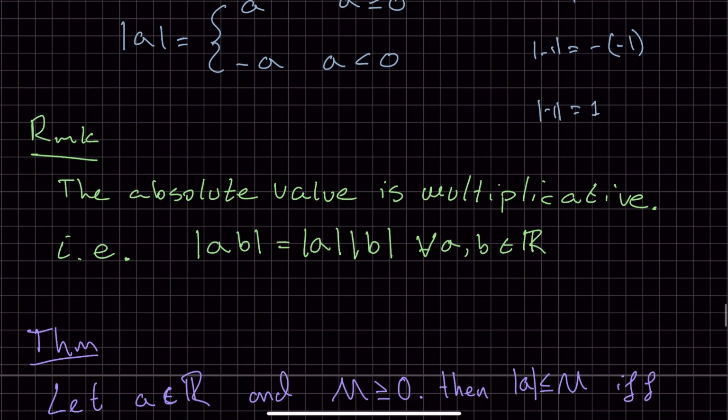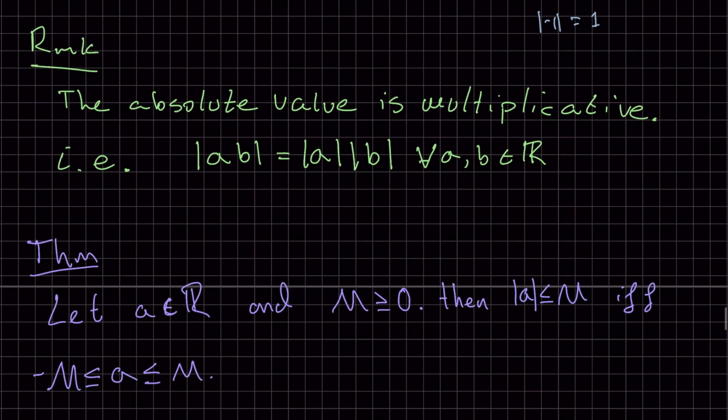So here's a remark. The absolute value is multiplicative. This means that the absolute value of AB is equal to the absolute value of A times the absolute value of B. Now, there is a proof for this in the book. I'm not going to go into it. It's just something you need to know is true, not necessarily that important to prove.